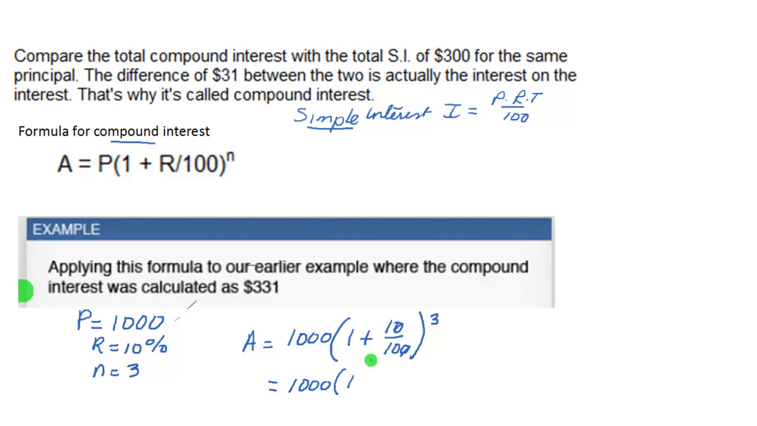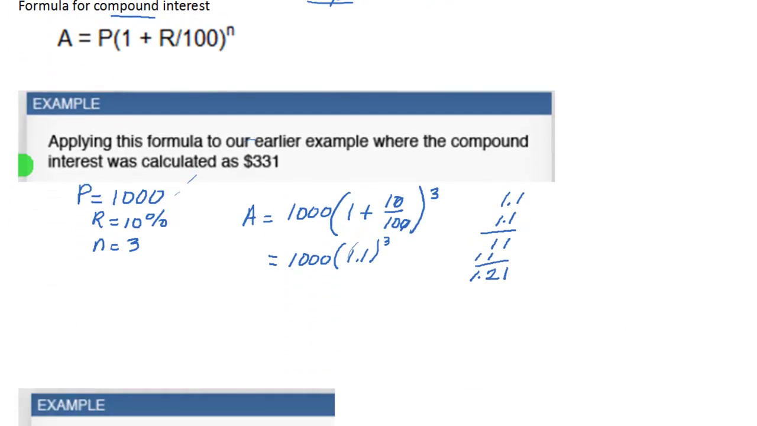If you like decimals better, 1 and 1/10 is 1.1 to the third power. And so we're going to have to do this exponent next. If we're doing this by hand, 1.1 times itself is 1.21, and then times another 1.1. Let's see what we get here.